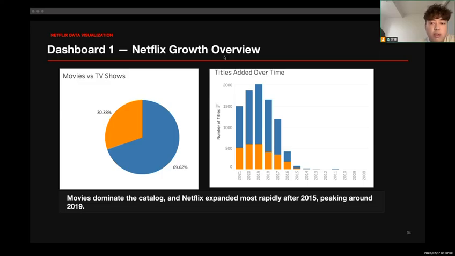The second visualization is the titles added over time. This chart shows how many titles were added to Netflix each year. From this chart, we can clearly see that Netflix expanded very rapidly after 2015. The number of titles continued increasing and reached its highest level around 2019. After that, the number declines slightly, but it still remained much higher than previous years.